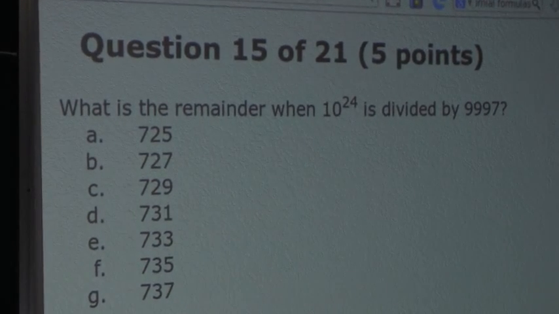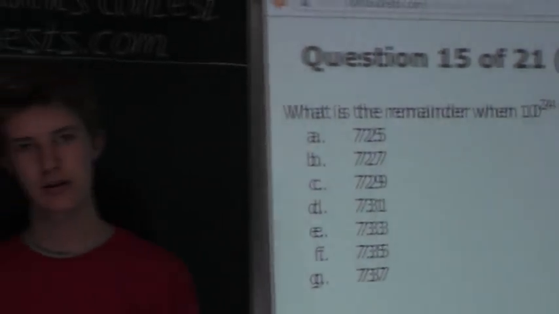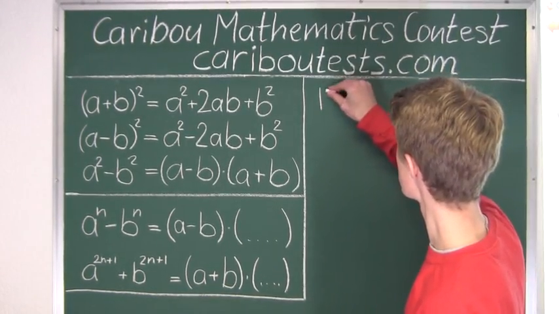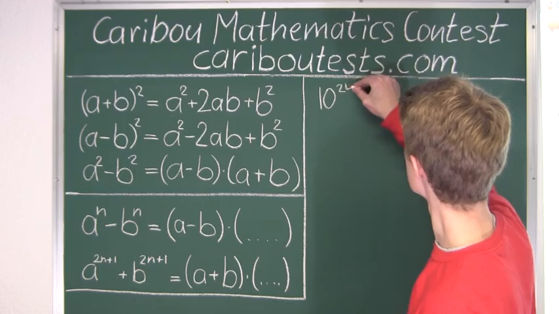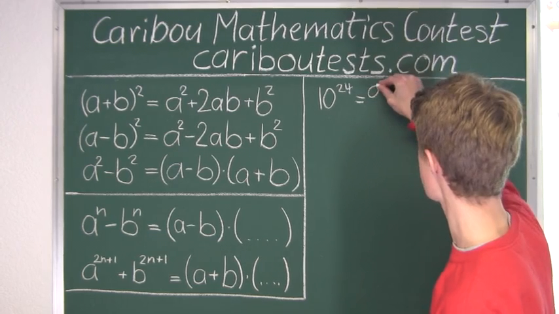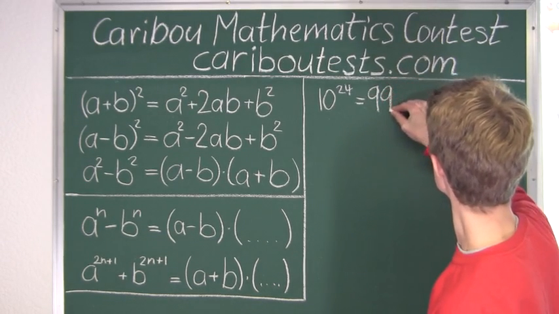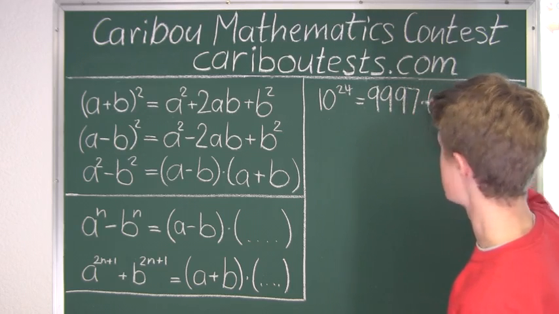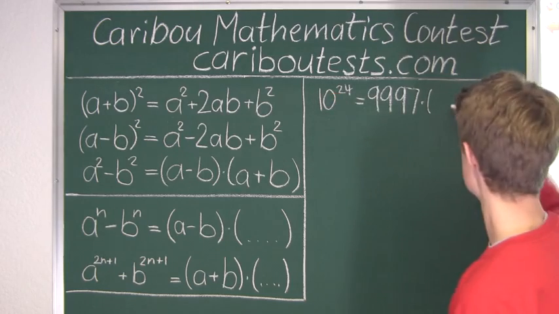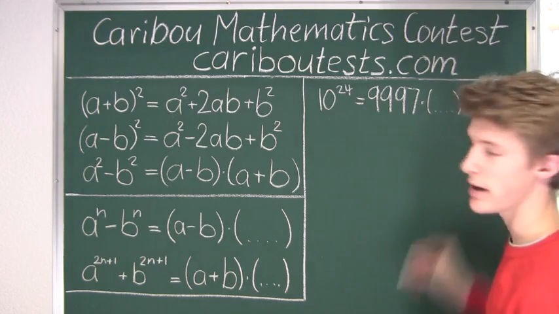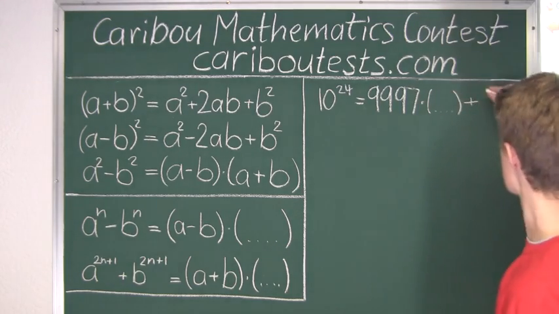divided by 9,997? Okay, so in other words, we want to write 10 to the power of 24 equal to, and then of course 9,997, and then times however many times that would go into that, which of course we don't know, and then plus the remainder, which we will call R.